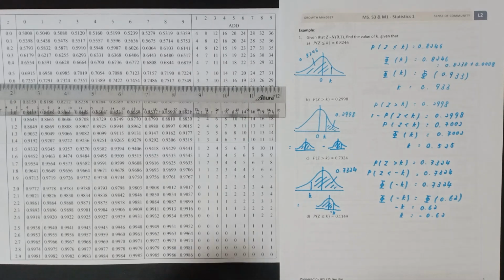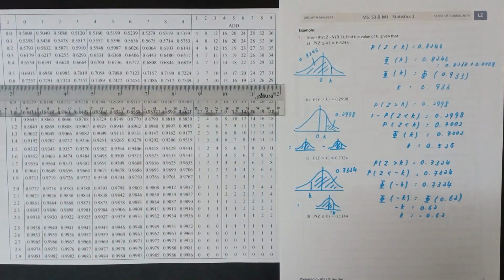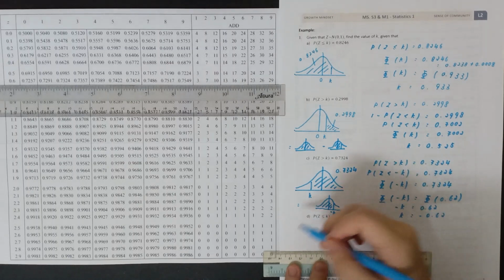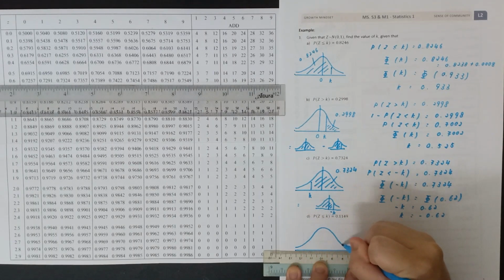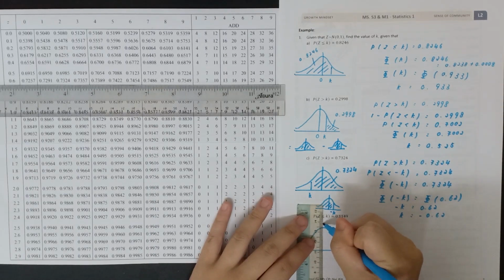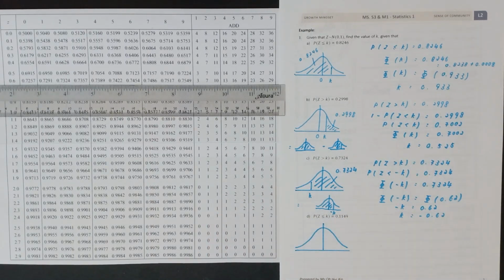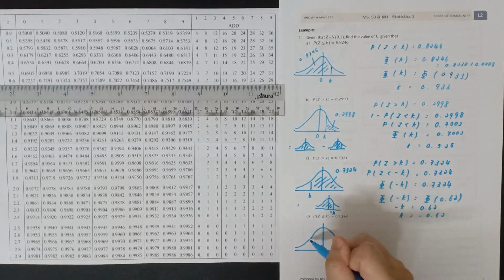So probability Z smaller than k. So same thing, I'm going to draw it, then you need to decide where k should be. Okay, so you see this value is smaller than, so you are going to shade the left hand side of your k. So this value is smaller than half also, so that's why you are going to draw your k here.